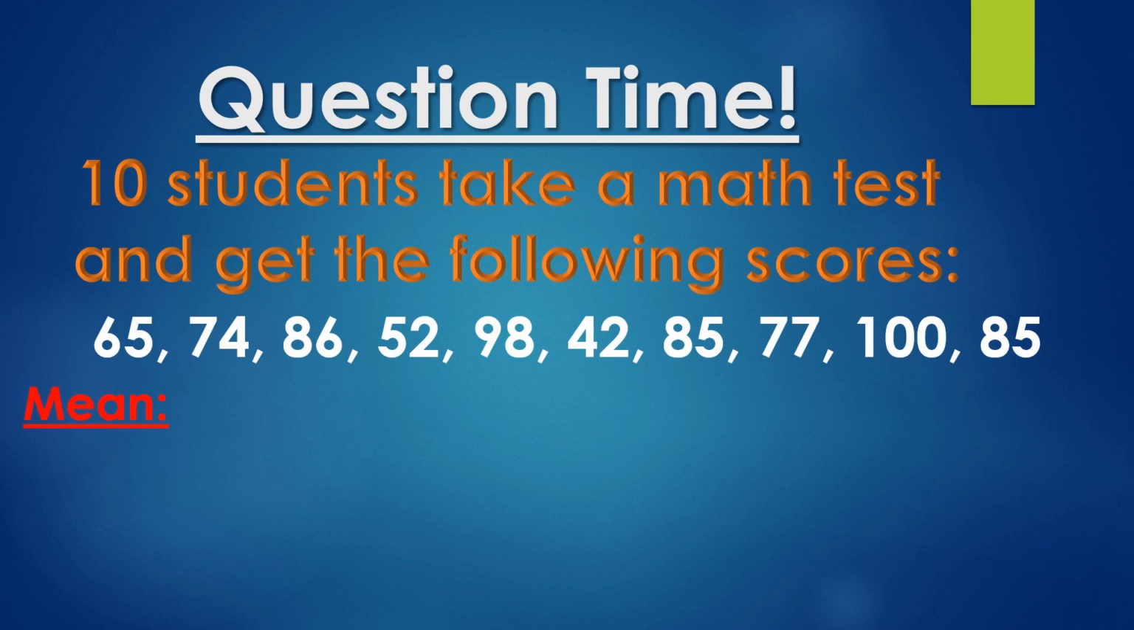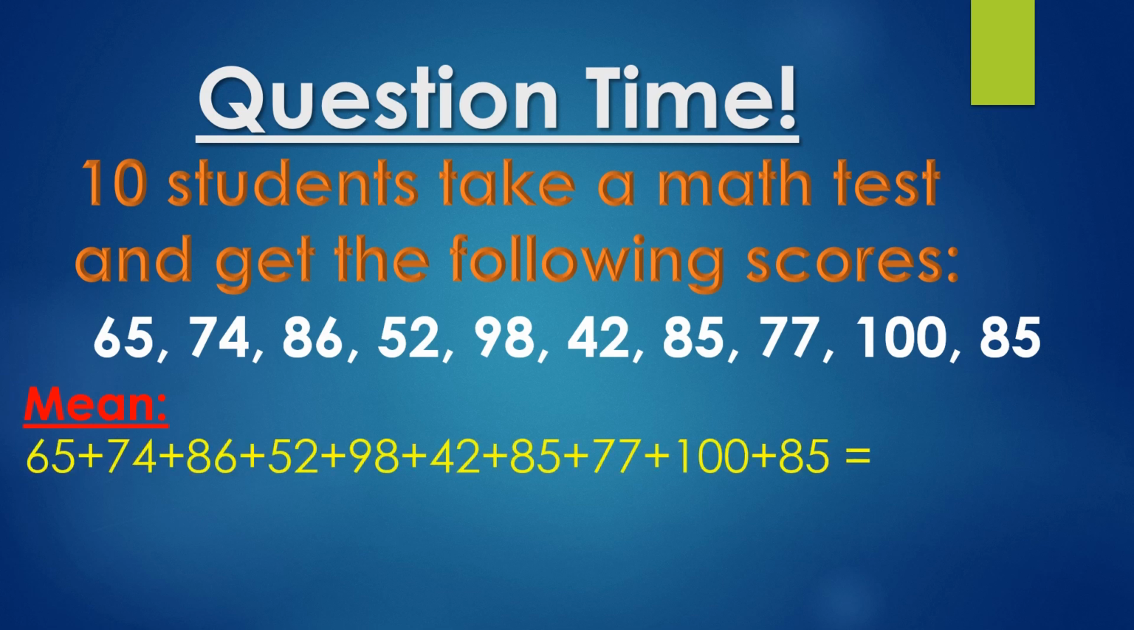Now remember, the mean is the average. So what we're going to do is take all these scores, add them together, and divide by the amount of numbers in the set. So let's start. If we add up all of these numbers, we get 764. Then we'll take and divide 764 by the total number of students, which is 10. That gives us 76.4 as our mean.